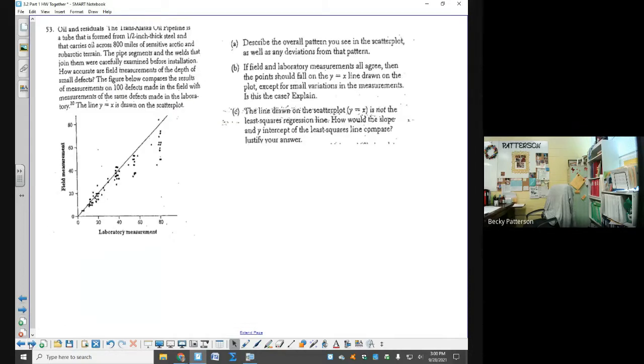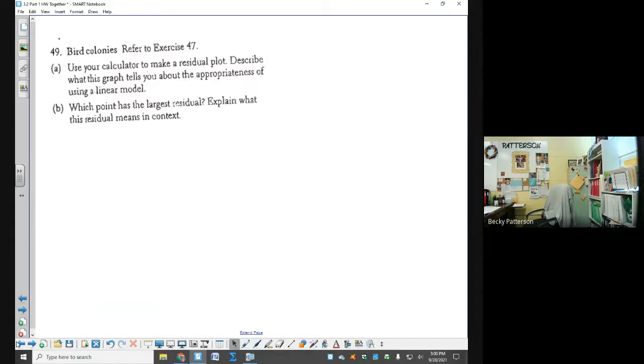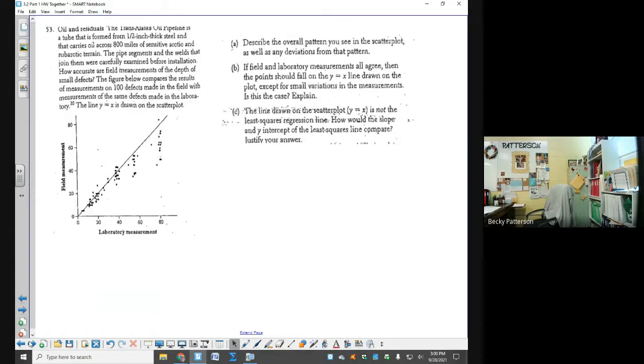All right. We're skipping 52. You need to go back and do 52. Start 52, you need to go back and do that one. We're going to scoot on to 53.